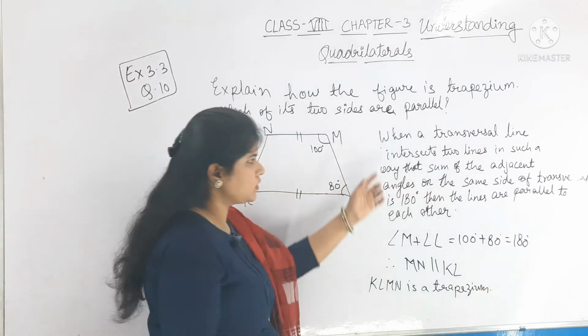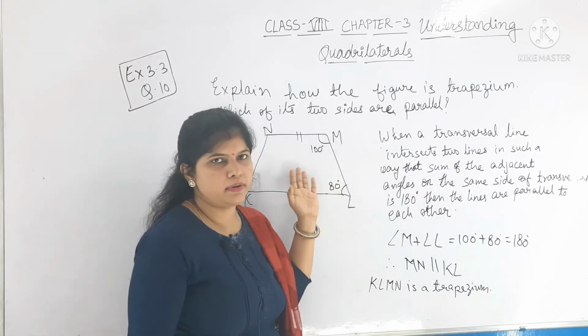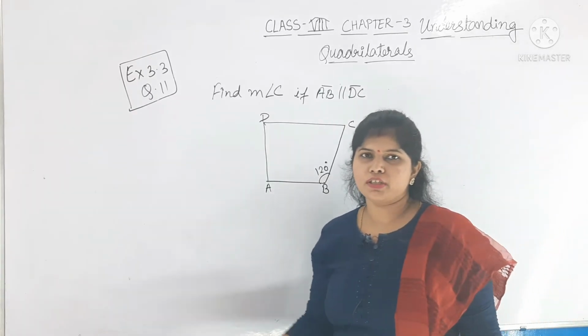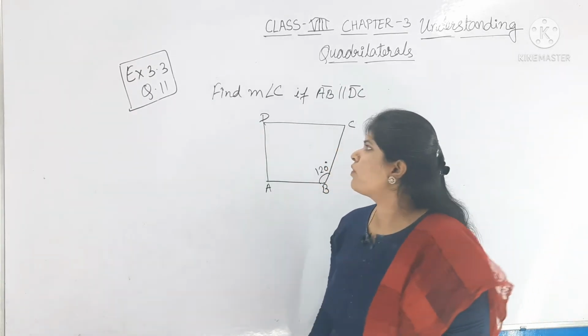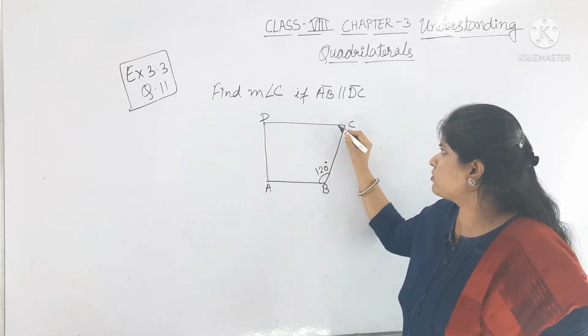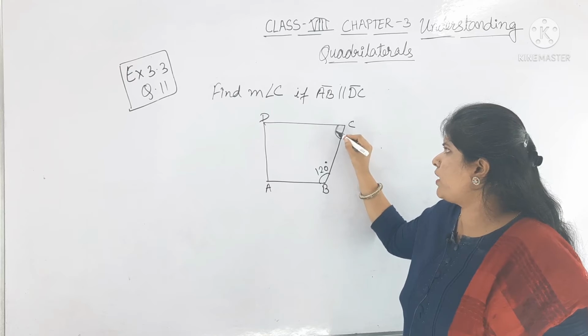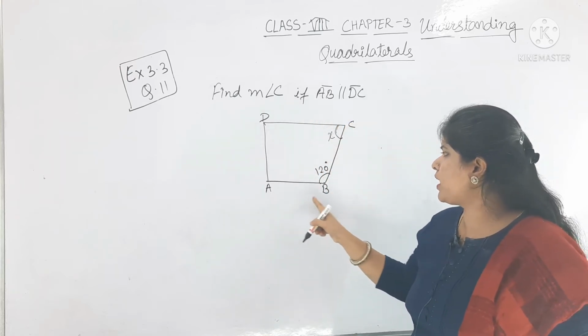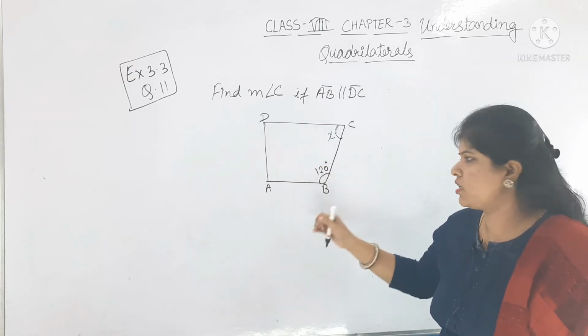You have to learn this property for the trapezium, right? This is the solution. Now come to question number 11. What is question number 11 here? We have to find angle C if AB is parallel to DC.